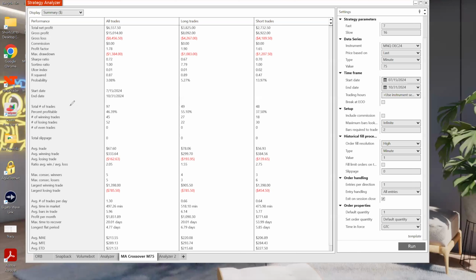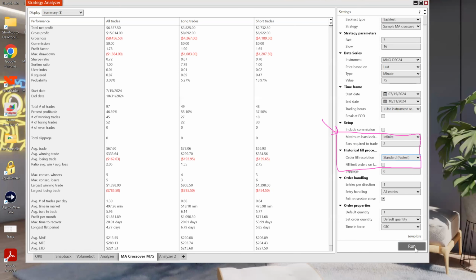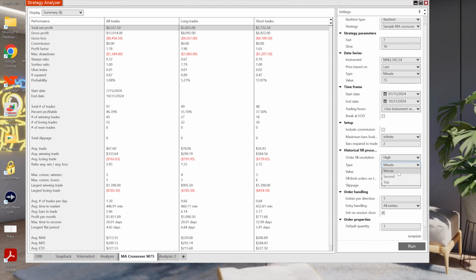Now let's talk about some of the other lesser known variables that you're able to control here on the right, which is our historical fill processing. Now you do have a couple options. One is standard, which when you run it just gives you a quick pass through. If you go to high, you can choose a minute, a tick, or a second. A tick is going to be a single tick. That is how real-time rates and actual orders are filled, based on every tick.